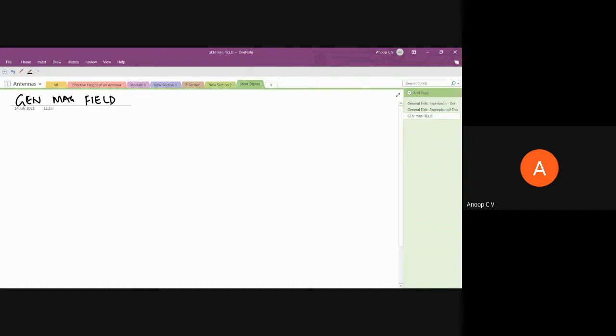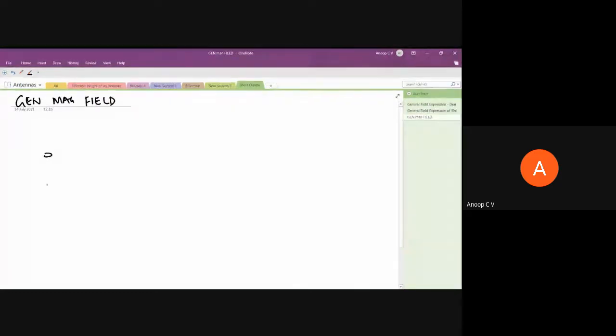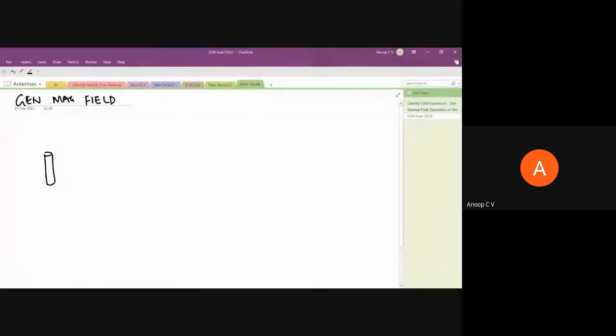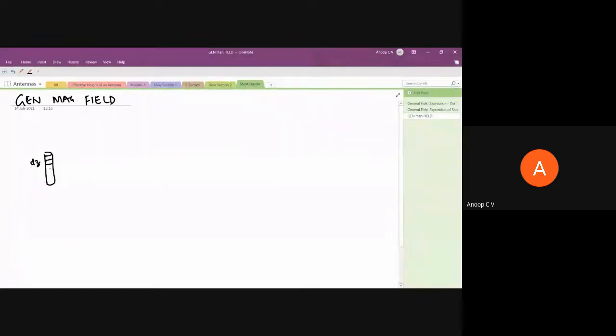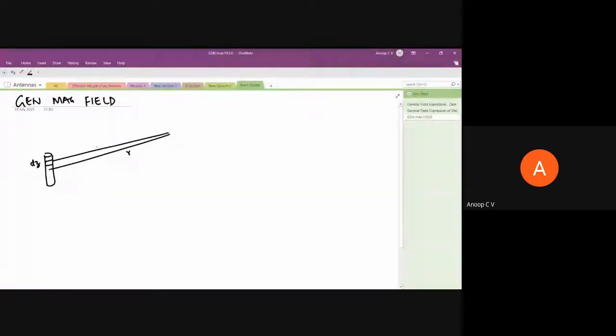So for that again, we are using the same thing. We are placing the dipole along the z-axis. We are considering a very small length dz, and this distance is r, and this distance is s.